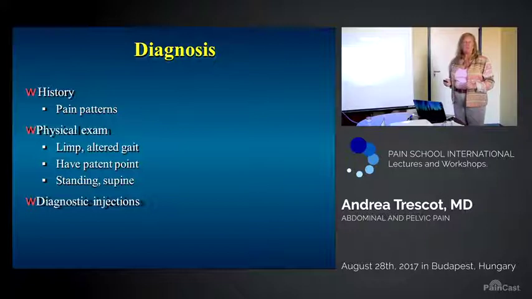The history, the pain pattern is critical. Your physical exam, things like if they have a limp, well, maybe it's something that's a psoas problem. Have the patient point to where it's hurting. Are they having pain where they're standing or supine? These are all clues about where the pain may be coming from. But clearly the diagnostic injections, which we are able to do better than any other specialty.